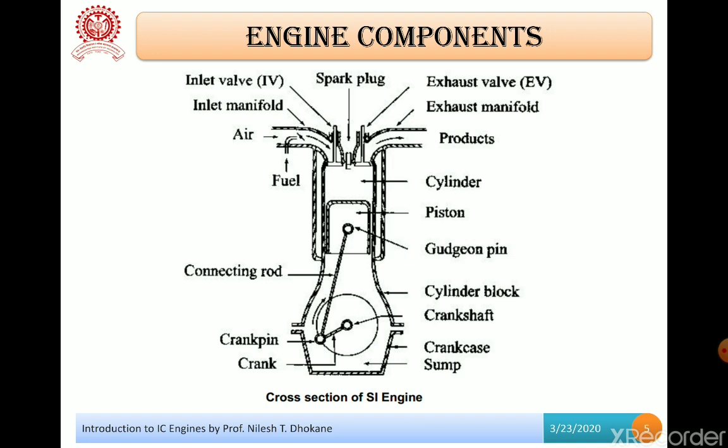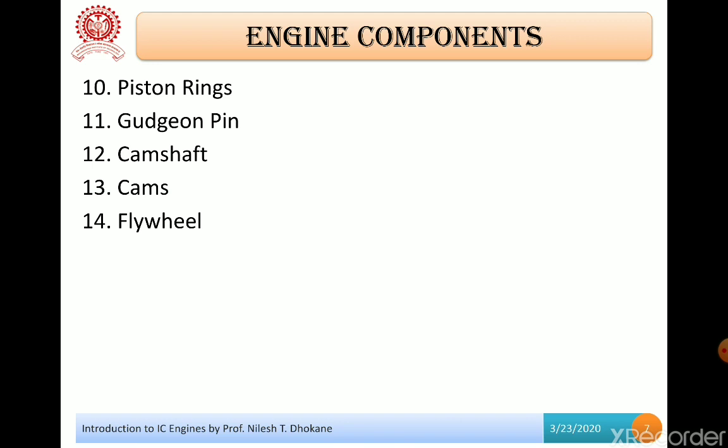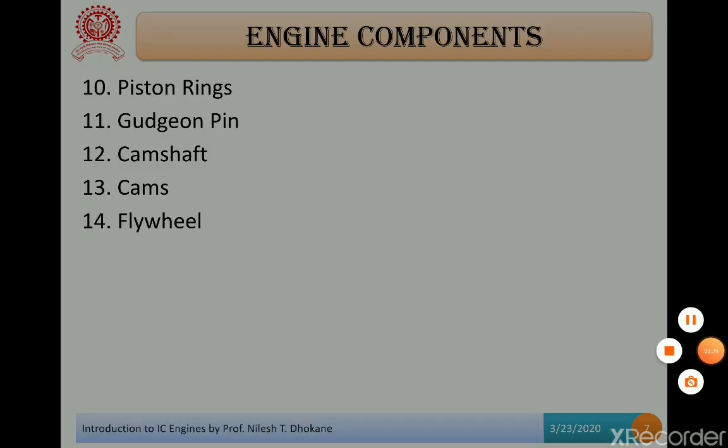Next is crank pin, crank sump, where the oil is there for lubrication, crank case, that is covering, crankshaft, which rotates. The reciprocating motion of piston is converted into rotary motion of the crankshaft. Cylinder block, gudgeon pin, piston, cylinder, exhaust manifold and exhaust valve. Now we will see all these components one by one. So these are the components that we have to see: cylinder block, piston, combustion chamber, inlet manifold, exhaust manifold, inlet and exhaust valves, spark plug, connecting rod, crankshaft, piston rings, gudgeon pin, camshaft, cams and flywheel.